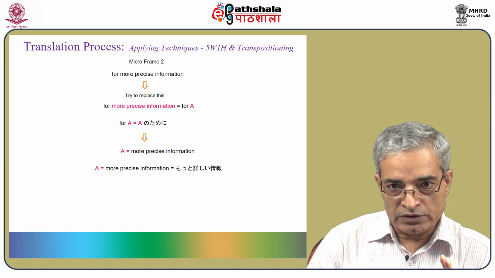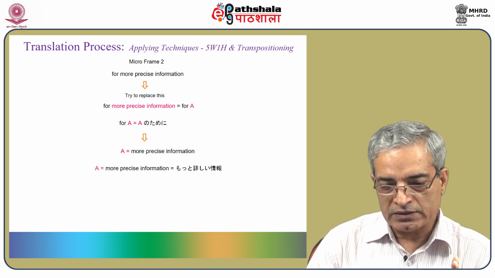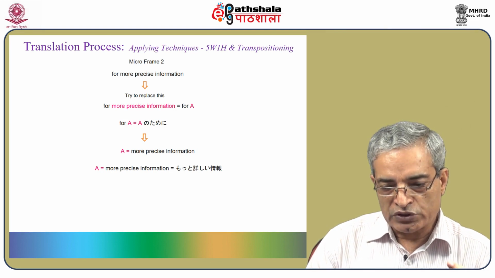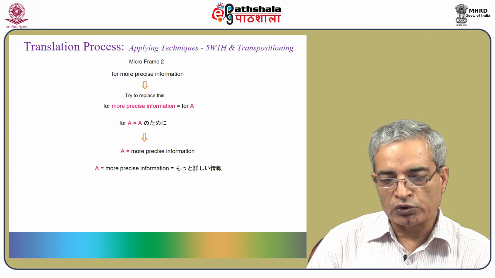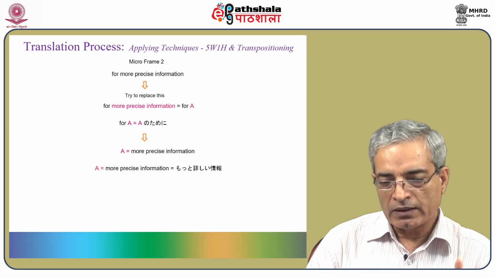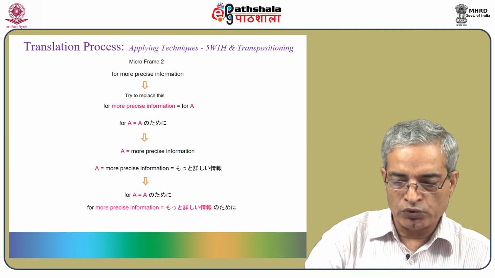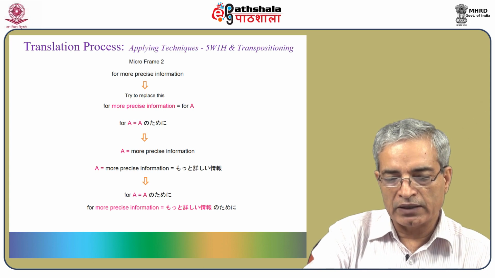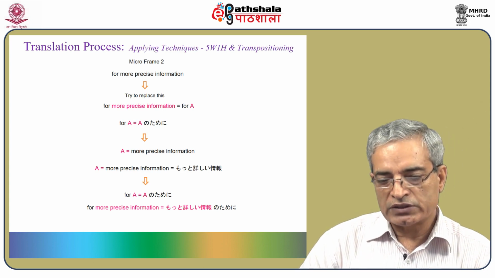A was replaceable or was replaced component for more precise information, which has got an equivalent "more precise" kuwashii. You can also put seimitsuna, and information is joho, so it's motto kuwashii joho going for A, making it motto kuwashii joho no tameni.